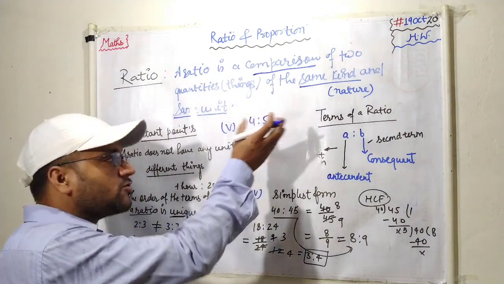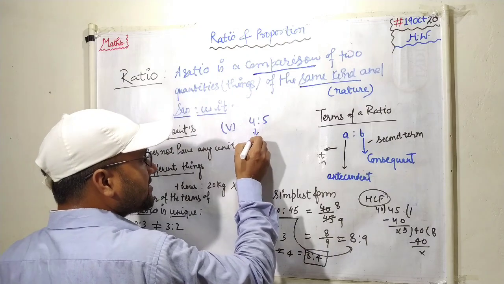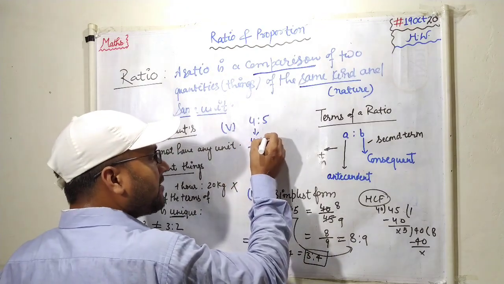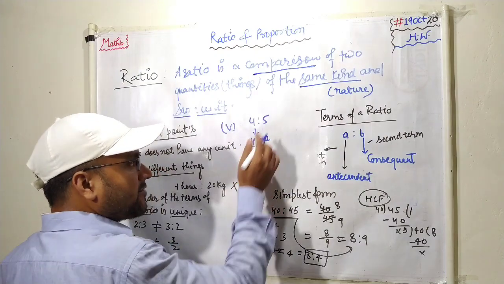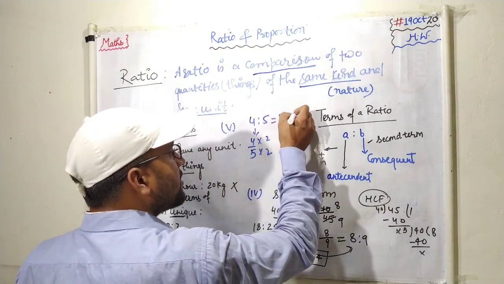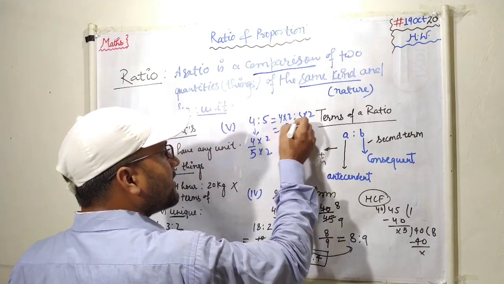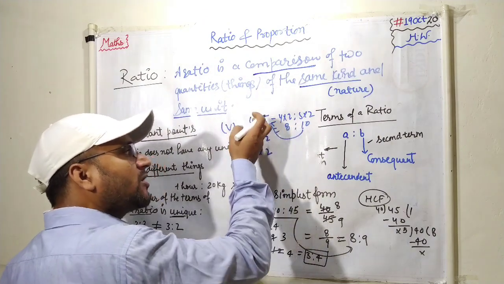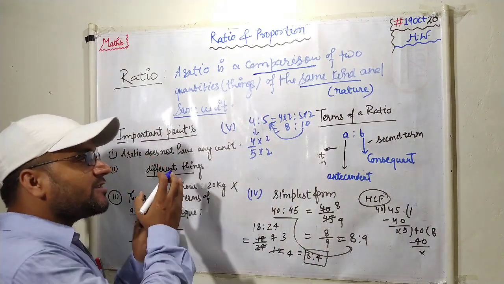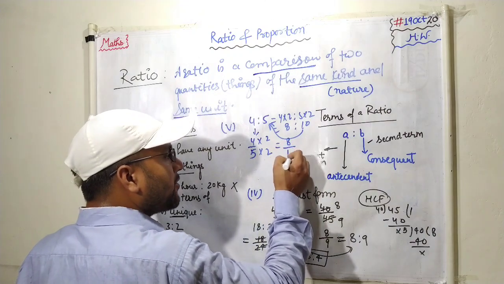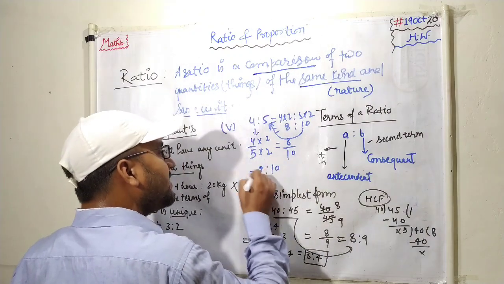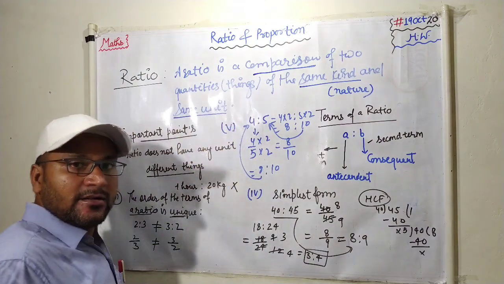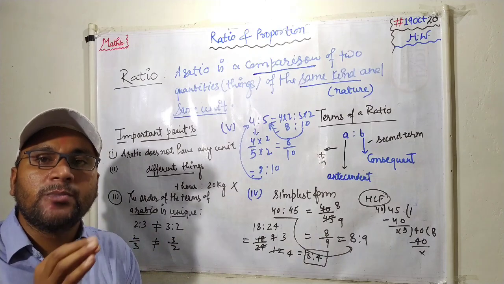I have written this in the form of a fraction, 4 upon 5. According to the rule, if you multiply by the same number, you will write 4 into 2 ratio 5 into 2, 8:10. It is the same as 4:5. If you cancel out by 2, you will get the same thing, 4:5. 8 upon 10, or 8:10, is equivalent to this one. Or by dividing you will get the same ratio. So always keep this in your mind.